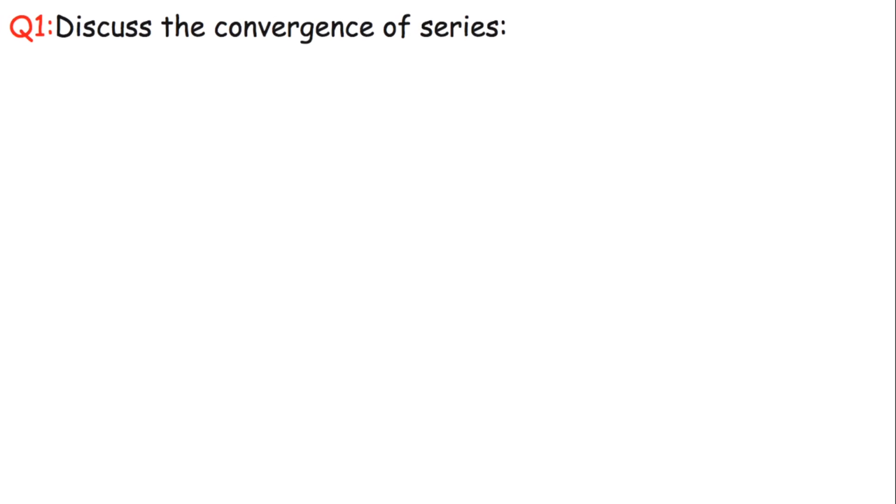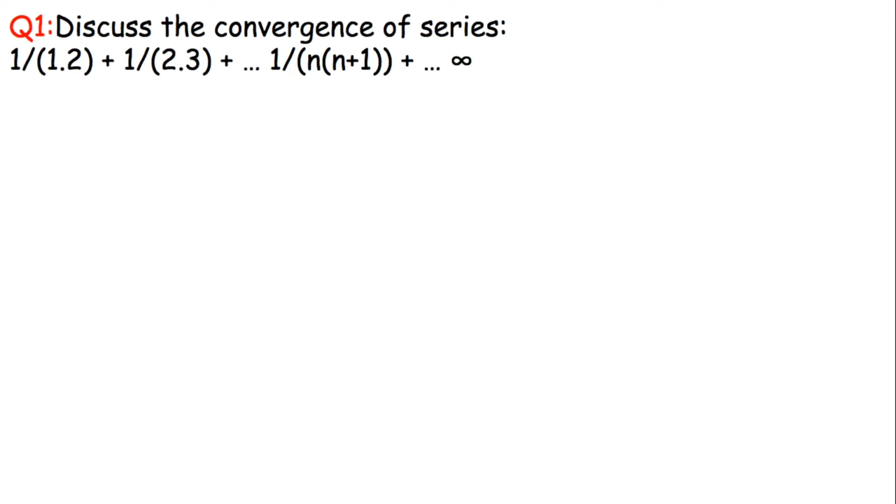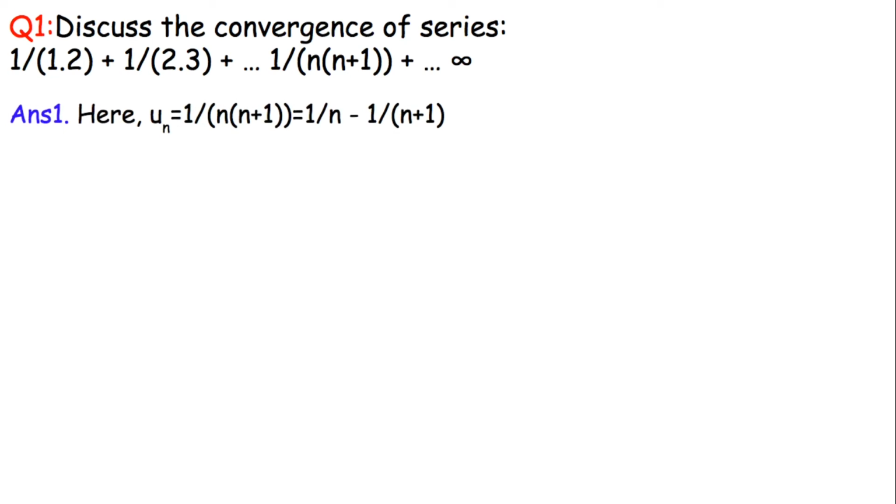Now let's look at some examples. We have to discuss the convergence of the given series. Here, un is 1 upon n into n plus 1, and we can use the partial fraction method, which gives 1 by n minus 1 upon n plus 1. Putting n equals 1, 2, 3, and up to n, using this formula we get u1 is 1 minus 1 by 2, u2 is 1 by 2 minus 1 by 3.